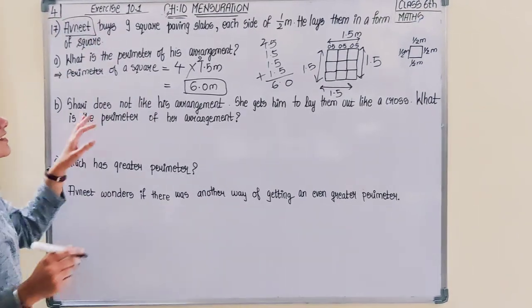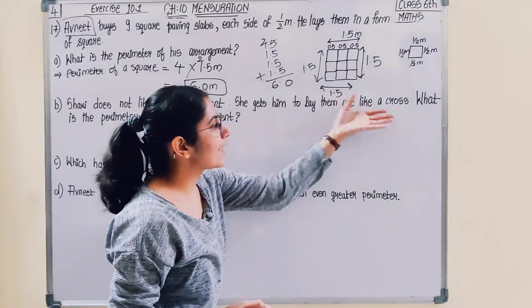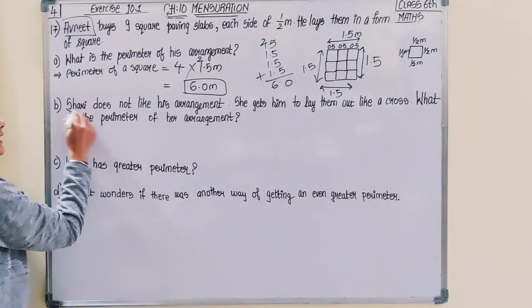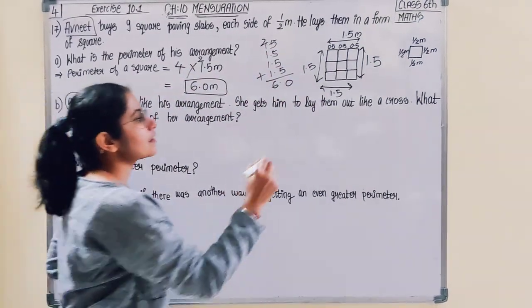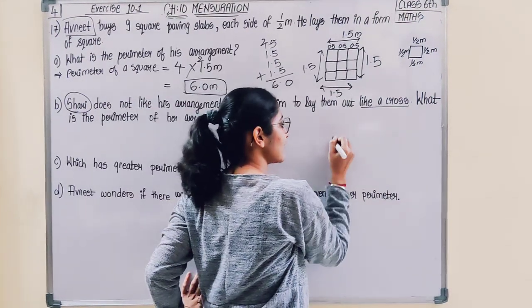Now, Sherry, hogi uski koi friend Avneet ki, hai na? Does not like his arrangement. She gets him to lay them out like a cross. To wo jo 9 slabs hai, aisa arrangement, isko achha nahi laga. To usne kya kiya? कि क्रॉस की तरह इसको अरेंज कर दिया, उसका भी अरेंजमेंट टेक्स्ट बुक में कुछ ऐसा दिया है.